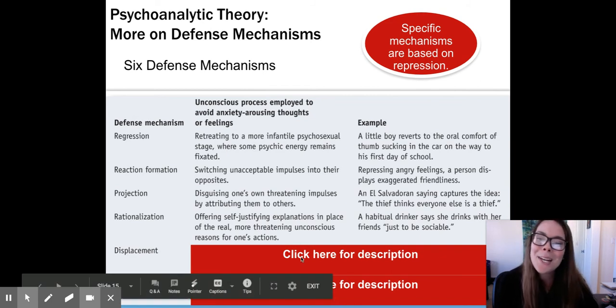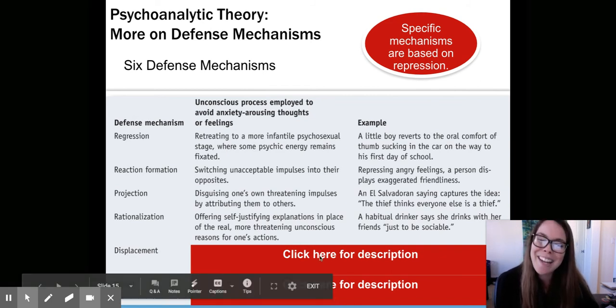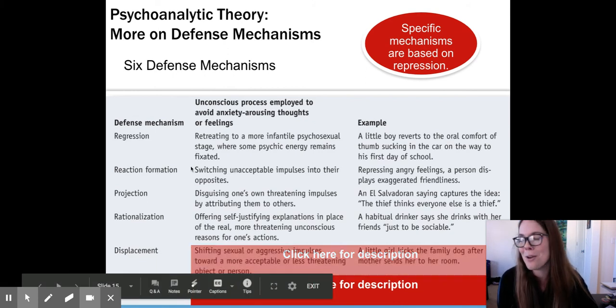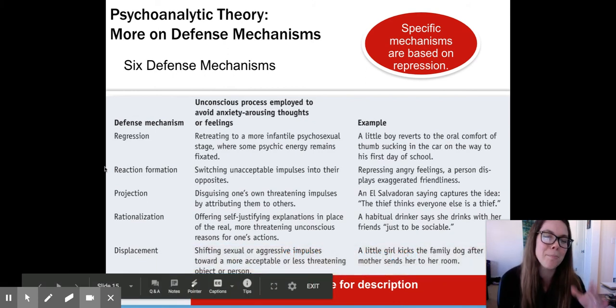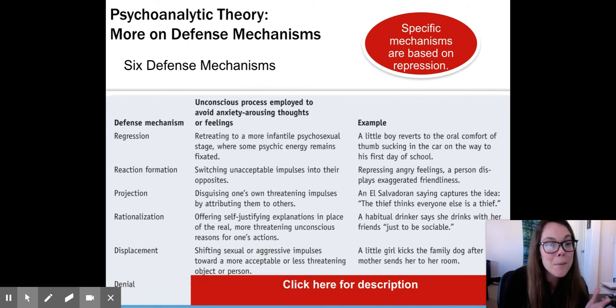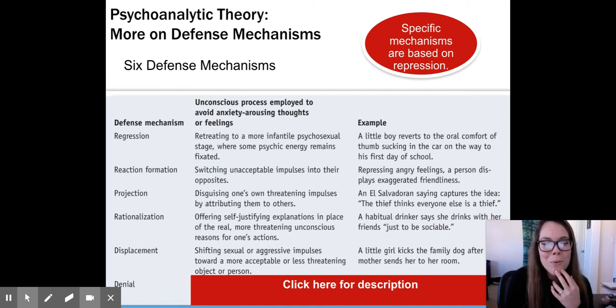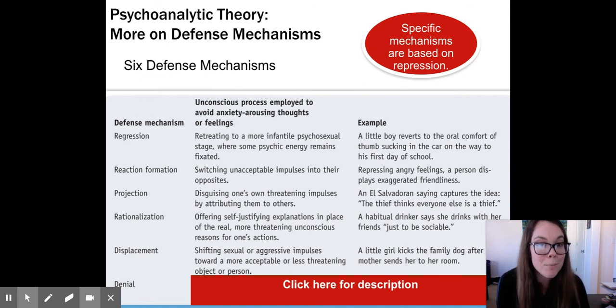Displacement. This one I have named after my mother, Jenna. And you guys, she knows I talk about her, but this is all good and fun now that we no longer live together under the same roof. And my people, if you're in a relationship, you may have done this to your significant other as well, or your friends. So displacement is shifting a sexual or aggressive, but mostly let's think aggressive, right? Impulse towards a more acceptable or less threatening object or person.